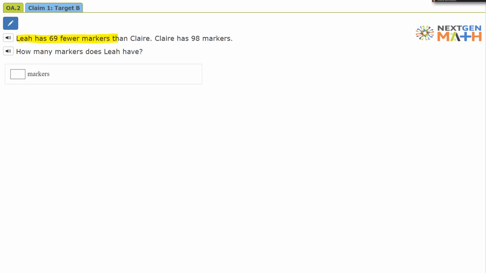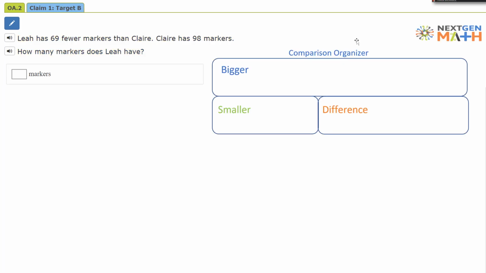Leah has 69 fewer markers than Claire. Claire has 98 markers. How many markers does Leah have? Well, in reading this problem, there's a key phrase right here where it says Leah has 69 fewer markers than Claire. That tells us we're comparing marker amount between Leah and Claire, so we're going to use our comparison organizer.